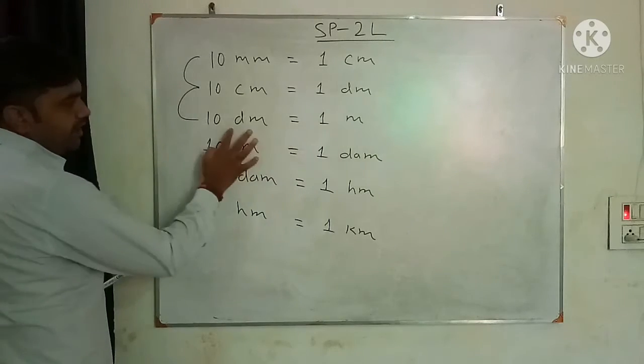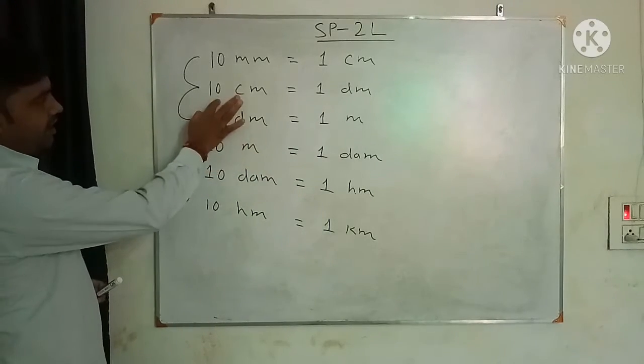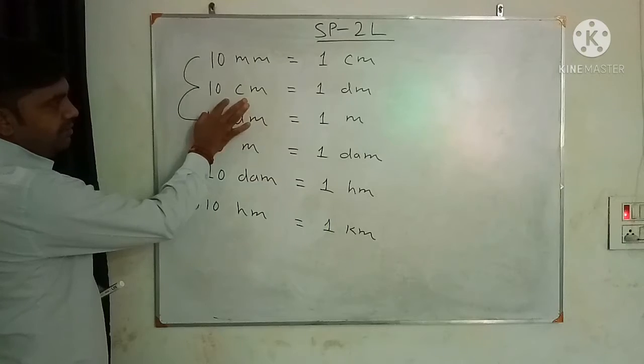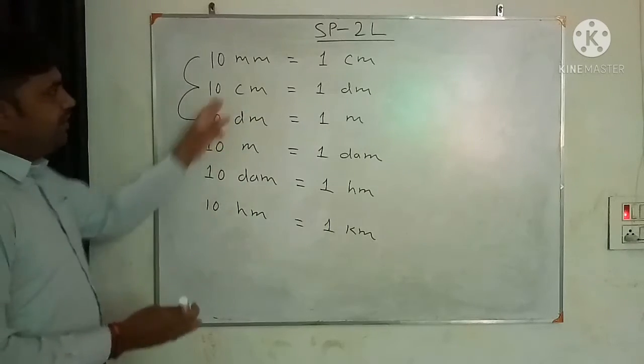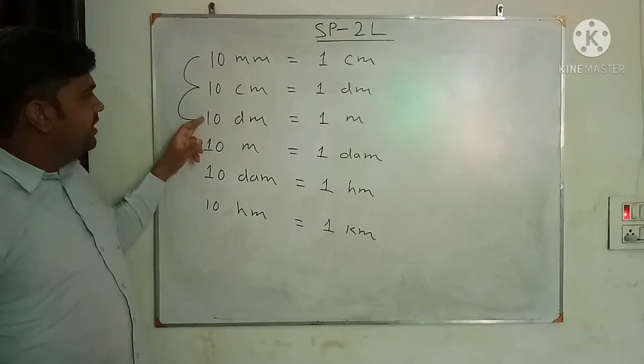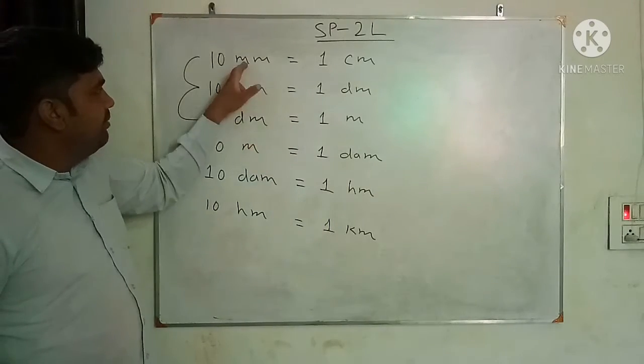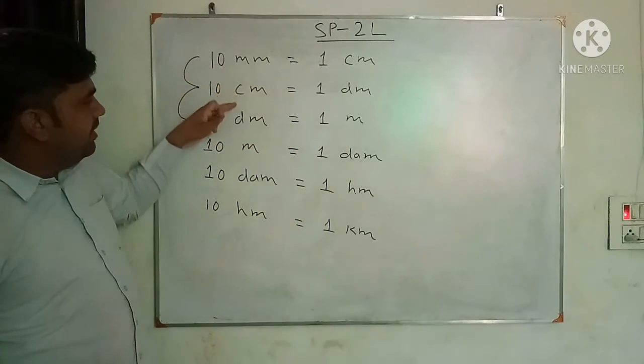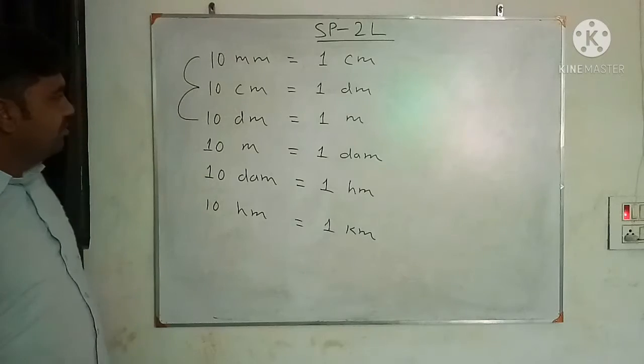So 1 meter equals 10 decimeter. 10 times 10 is 100 centimeter. 1 meter equals 100 centimeter. 100 times 10 is 1000. So 1 meter equals 1000 millimeter. So how many jumps do we make from 1 meter to millimeter? 3 jumps. Millimeter, centimeter, decimeter, then we come to meter.